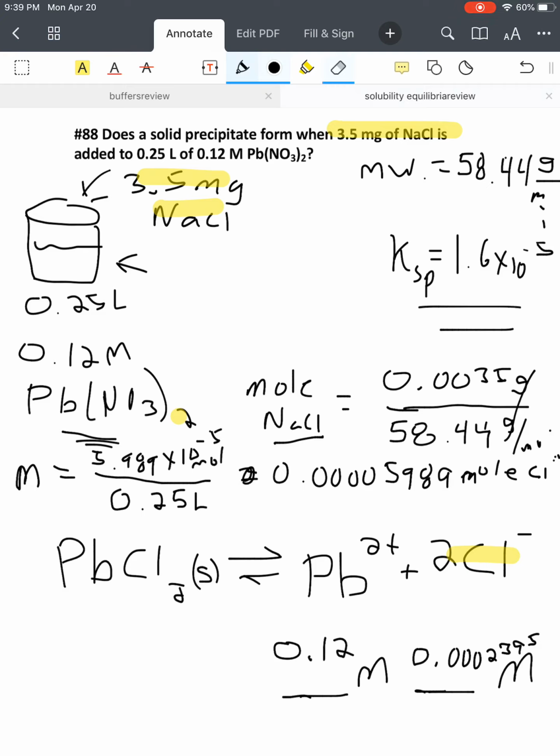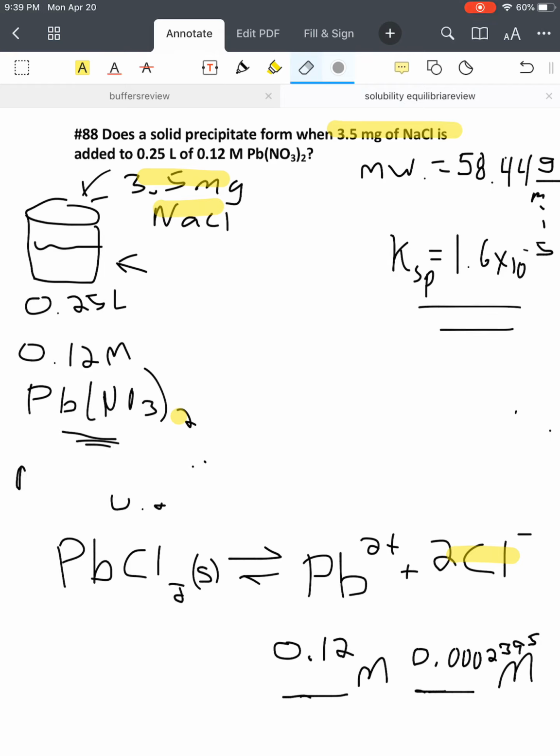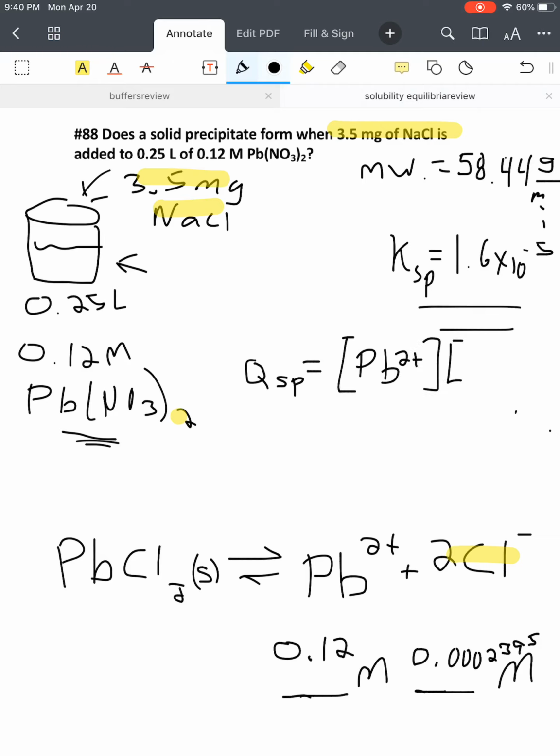Now that I've solved for the molarity of the chloride and the molarity of the lead, I can start to assess whether or not a precipitate will form in this solution. The way to do that is to solve for the reaction quotient. In this case, we call that QSP. Remember, it tells us which direction our equilibrium will shift. And just like the Q of previous chapters, it's really just the same as the equilibrium constant expression in terms of how we set this up.